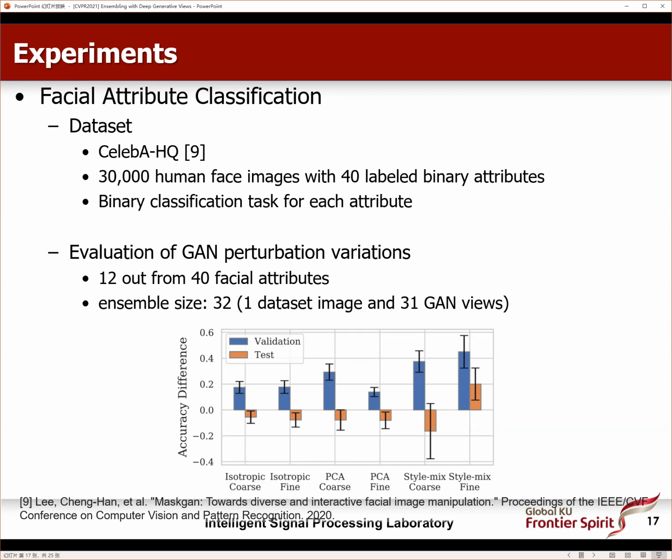First of all, we want to know which of these three GAN perturbations is the most effective. We have three here: the Gaussian one, the PCA one, and the style mixing. We choose 12 attributes from the 40 facial attributes, and then we do the classification trainings with the sample size.